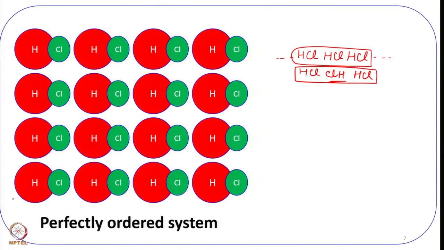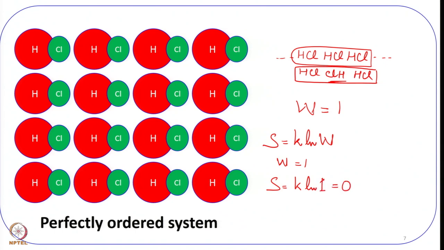What does that mean? When I say perfectly ordered system, that means the weight of a configuration is equal to 1. There is only one way you can arrange HCl to get the minimum energy conformation. Then our usual S is equal to K log W. If W is equal to 1, then S is equal to K log 1. This is equal to 0. What we have is, for perfectly ordered systems, there is no residual entropy. This is the value at absolute zero.